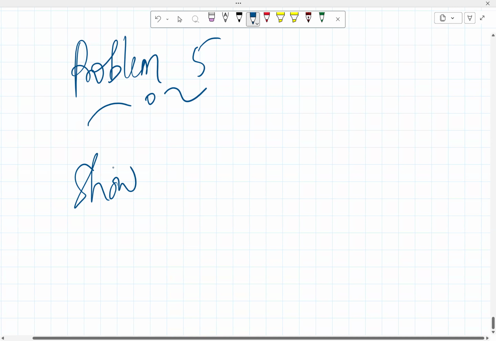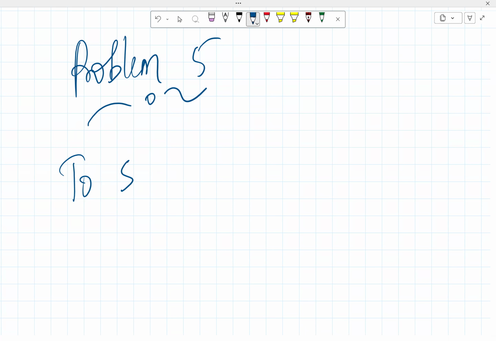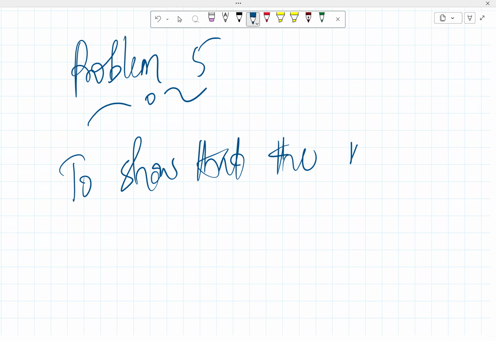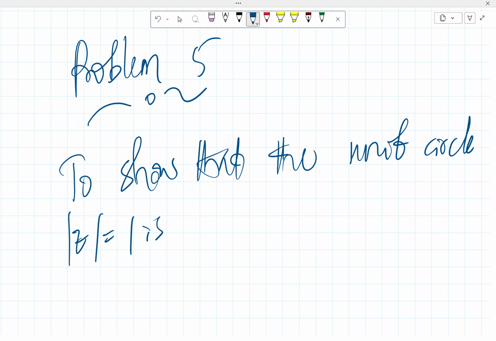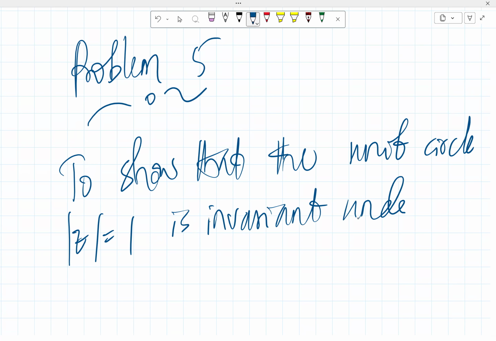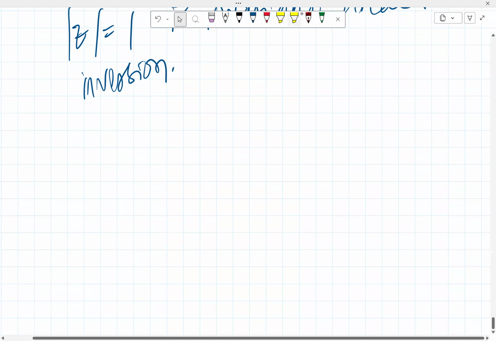to show that the unit circle, absolute value of z equals 1, is invariant under inversion. Invariance in a way means nothing changes even when you invert it. That's basically the idea of invariance.